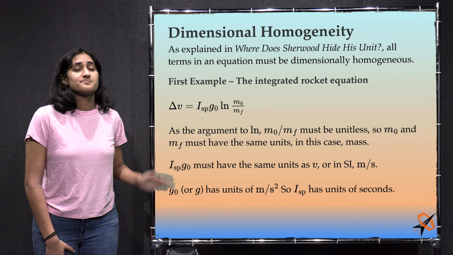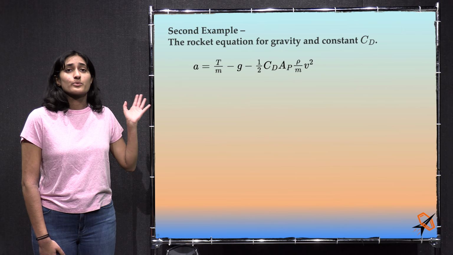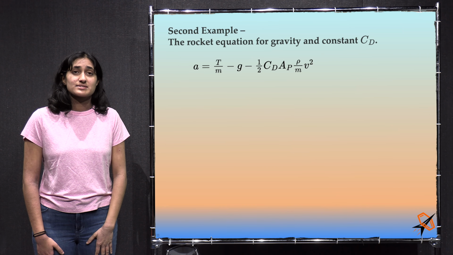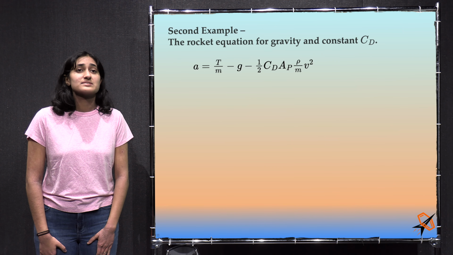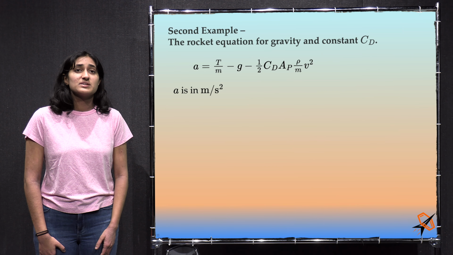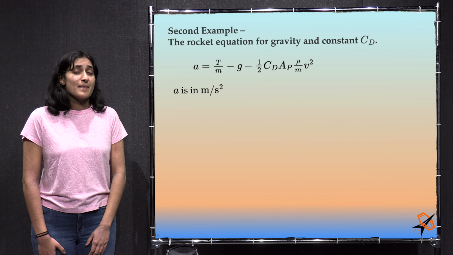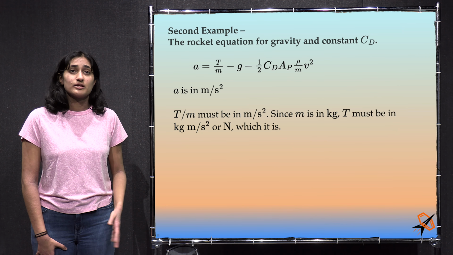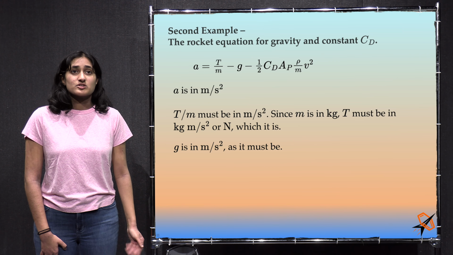Our second example is the non-integrated form of the rocket equation, with both drag and gravity for vertical ascent from Earth's surface. The rocket acceleration is equal to the thrust over the rocket mass minus g minus 1/2 the drag coefficient times the projected area times the air density divided by the rocket mass times the vertical velocity squared. In SI, the acceleration is in meters per second squared, so the three other terms must have the same units. Mass is in kilograms, so the thrust must be in kilograms meters per second squared, or in newtons, which it is. G is in meters per second squared.